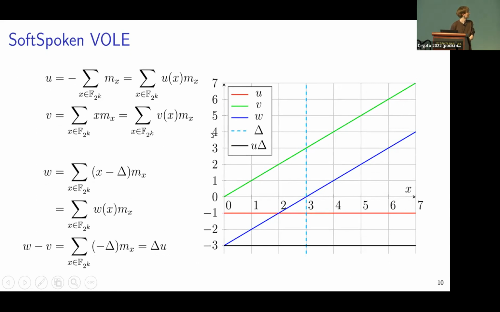In this example, delta equals 3. Then finally, we can see again that w minus v is -3, which is the same thing as delta times u, because u is -1 and delta is 3. You can check the algebra, but this is like a visual proof of the vector OLE's correlation.